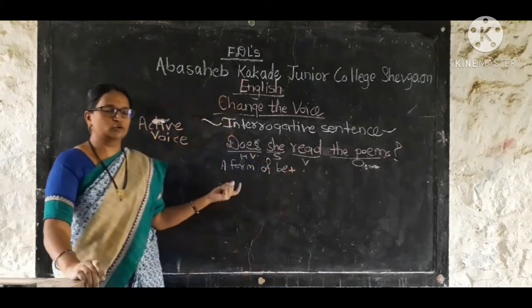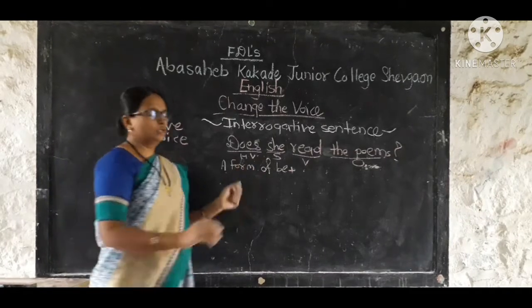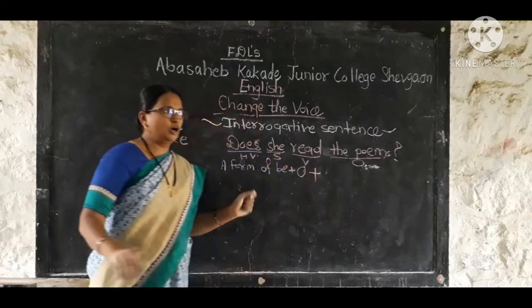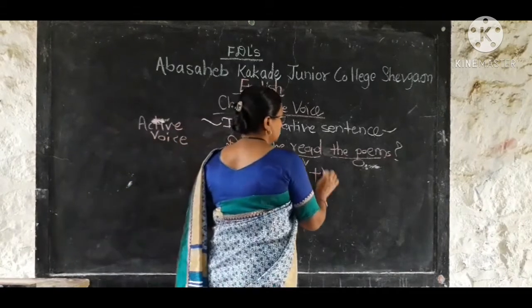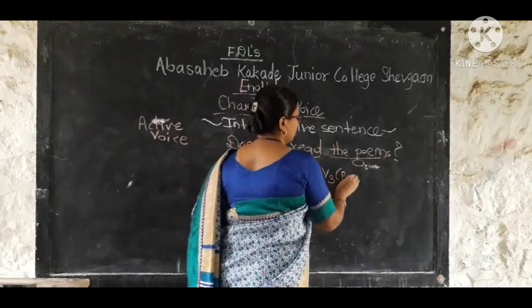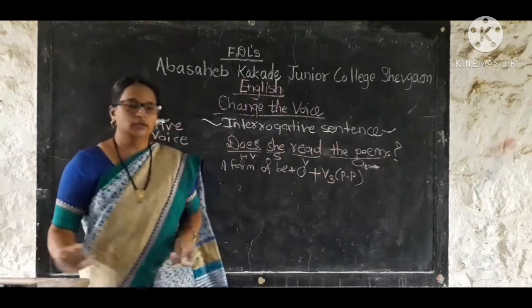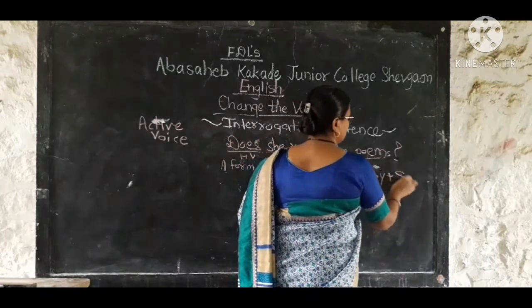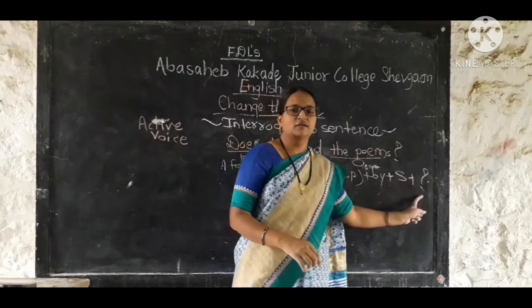In passive voice we have to begin our sentence with a form of be. Then we have to use object from the sentence. Then we have to use V3, or we can call it as past participle of the verb. Then we have to use by, then subject, and at the end question mark.